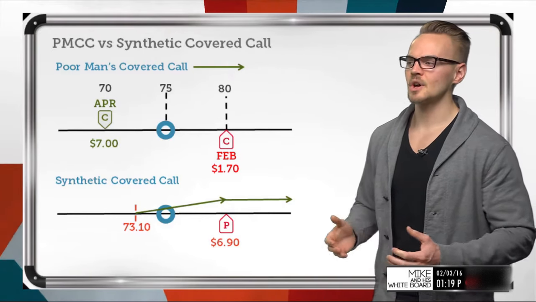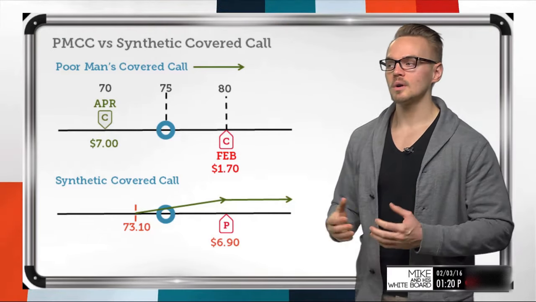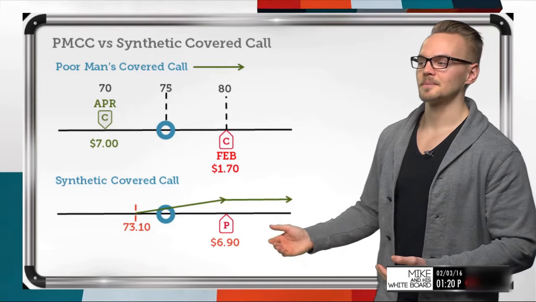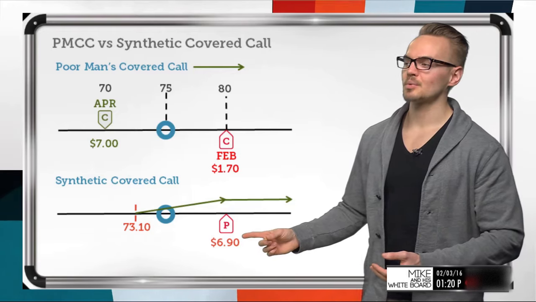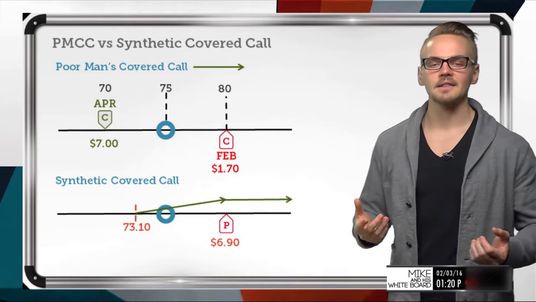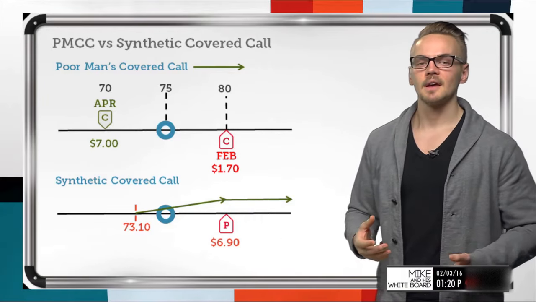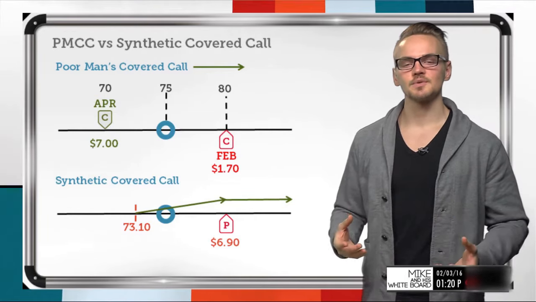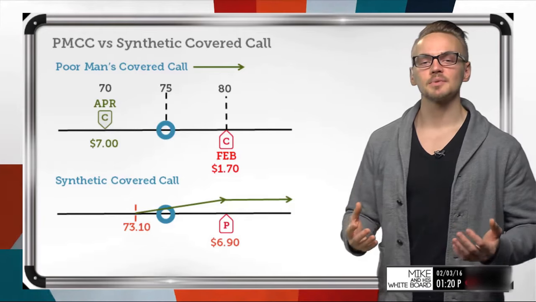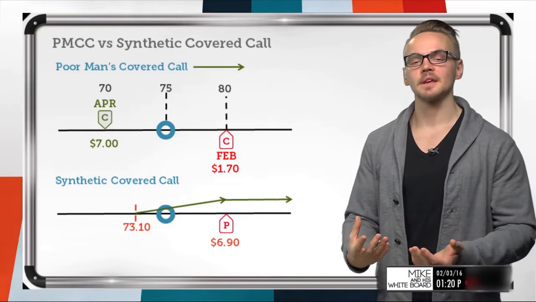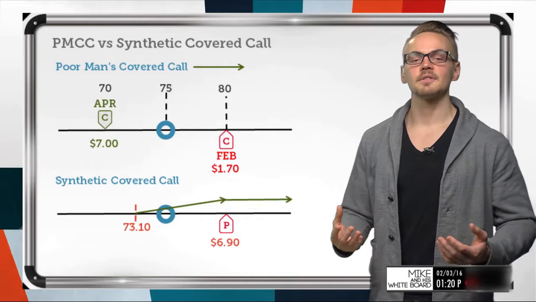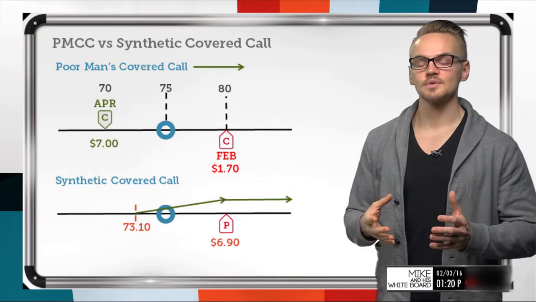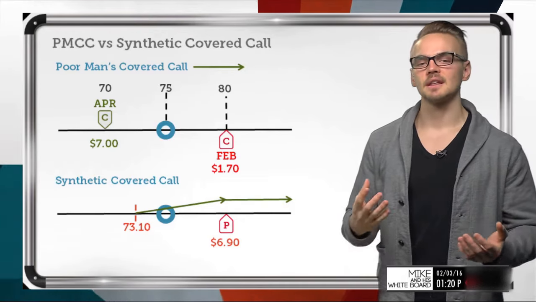So one way you can create a synthetic covered call is by selling an in-the-money put. As you can see, we're collecting a pretty large credit, and that's because the put is in the money. When a put, or any contract for that matter, is in the money, that means that it has intrinsic value. That means that at expiration, it can be exercised for something. If a put or call is out of the money at expiration, there is no intrinsic value. It can't be exercised for anything real.